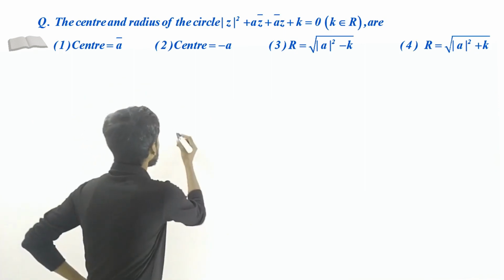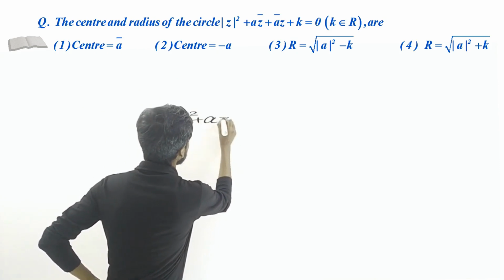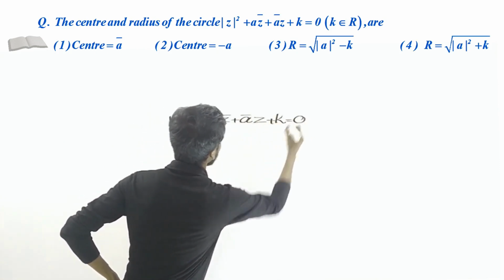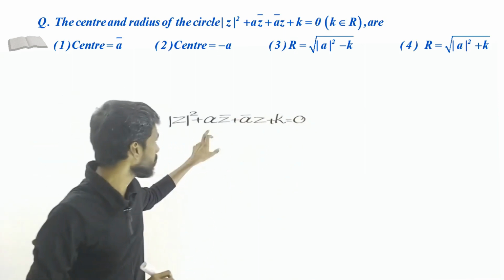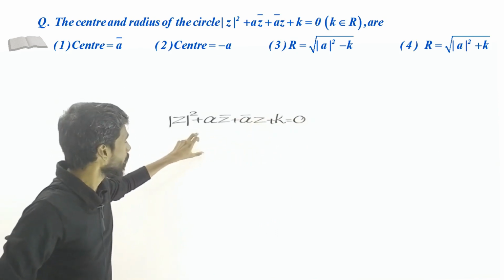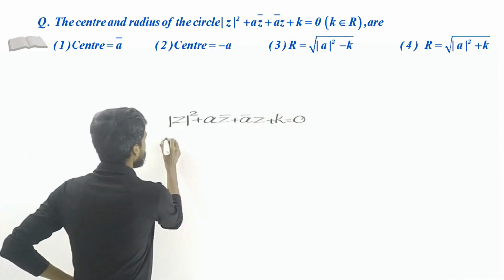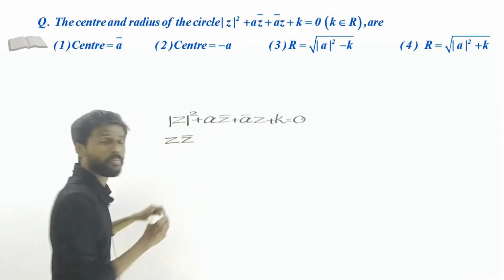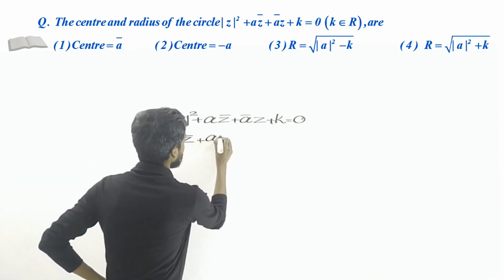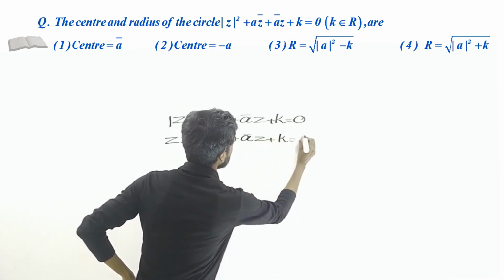So the circle equation given here is modulus of z squared plus a z bar plus a bar z plus k equals 0. See, k is a real number, right? And a is a complex number, so a can be imaginary also, but k is a real number. Now it is not of that form, so we bring it to that form. Modulus of z squared can be written as z z bar, right? That is a formula, z multiplied by its conjugate is modulus squared. So z z bar plus a z bar plus a bar z plus k equals 0.